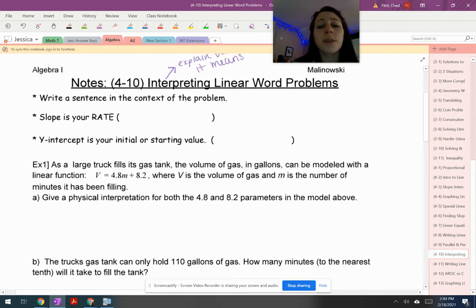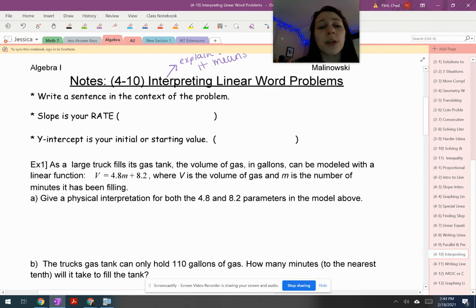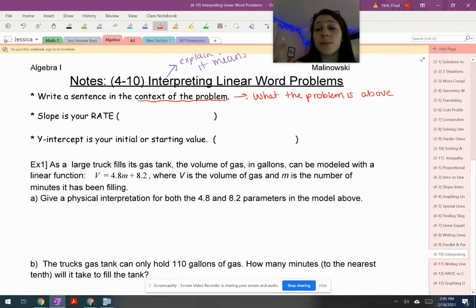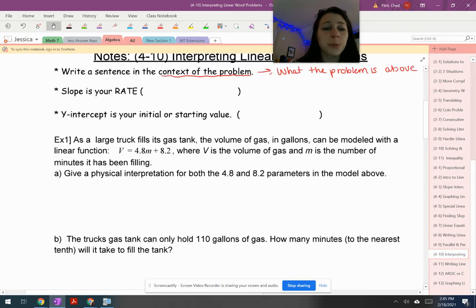So when we're interpreting linear word problems, you're going to first be writing a sentence in the context of the problem. And when we say context of the problem, that's just simply what the problem is talking about. Is the problem talking about how much rainfall, how much snow, the cost of a book, the cost of whatever? What is the problem talking about?